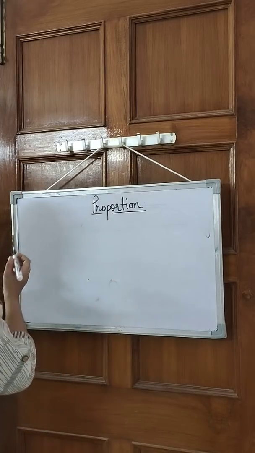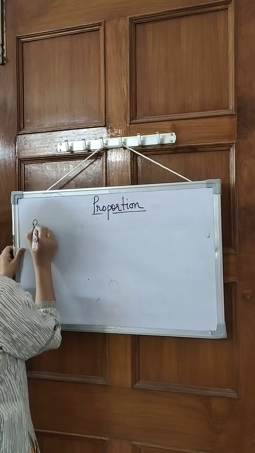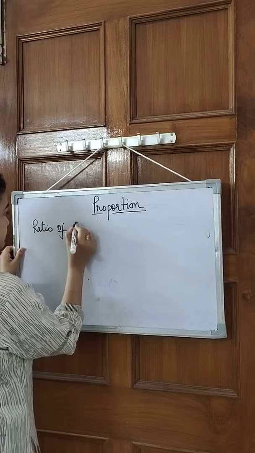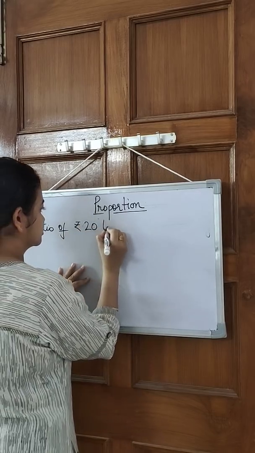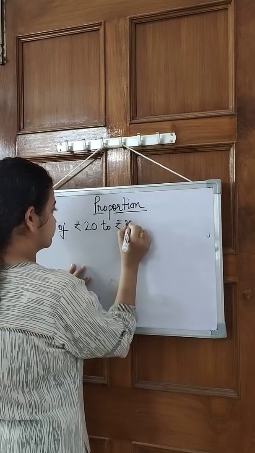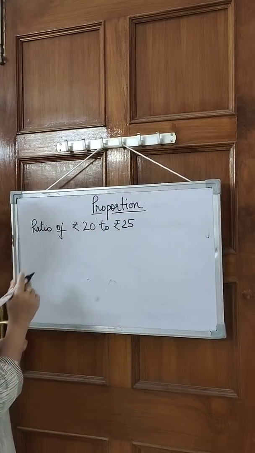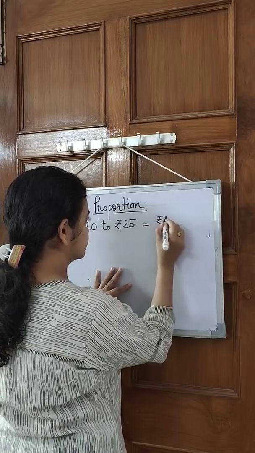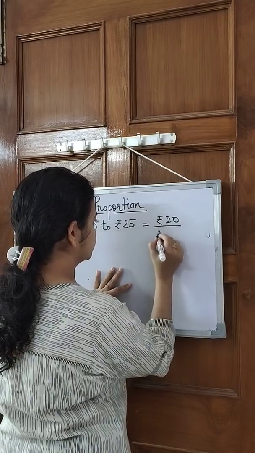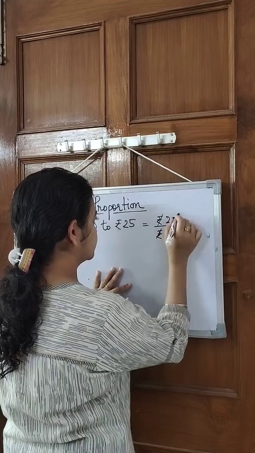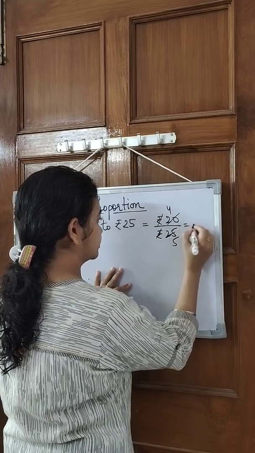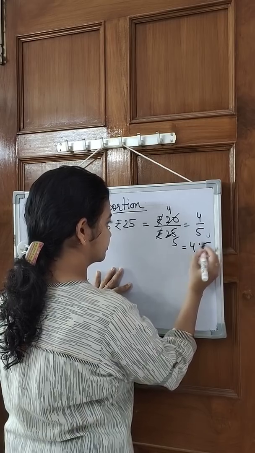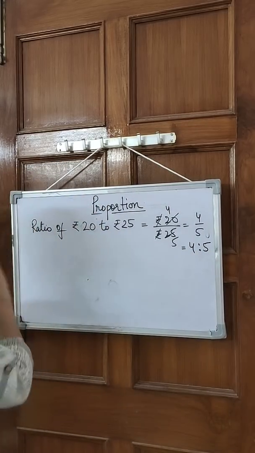Okay, so let me find out some ratio. Ratio of rupees 20 to rupees 25. Now, if I want to find out the ratio of rupees 20 to 25, what will I write? I will write rupees 20 upon 25. And when you cancel it, it will be 4 upon 5, that is 4 is to 5. Yes? Now let's take one more ratio.